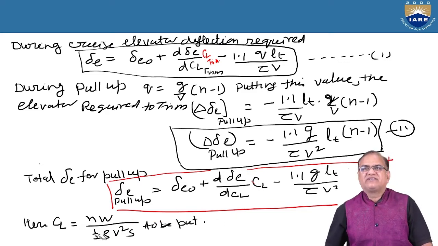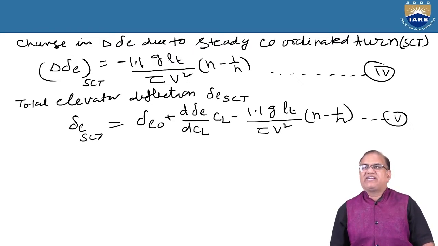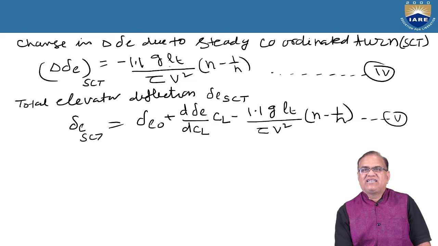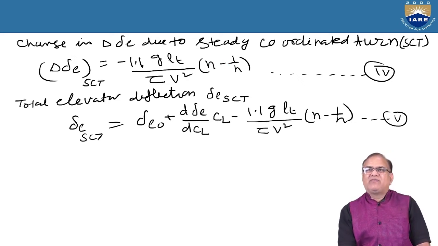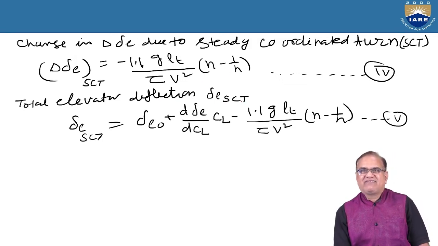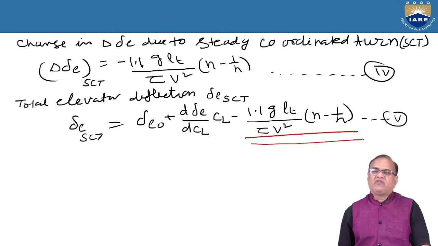That makes the system very convenient. Now the change in delta E due to steady coordinated turn: we have seen that delta E ST is equal to minus 1.1 GLT tau V square. Here we have to put N minus 1 by N. In the previous case for the pull up it was N minus 1, and here it is N minus 1 by N. So total elevator deflection during steady coordinated turn is delta E naught plus d delta E by d CL into CL minus 1.1 G LT tau V square N minus 1 by N. So these are the equations to be used for different maneuvering conditions.